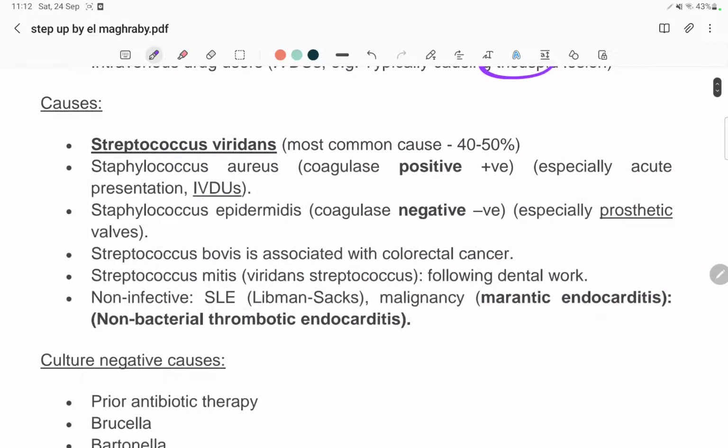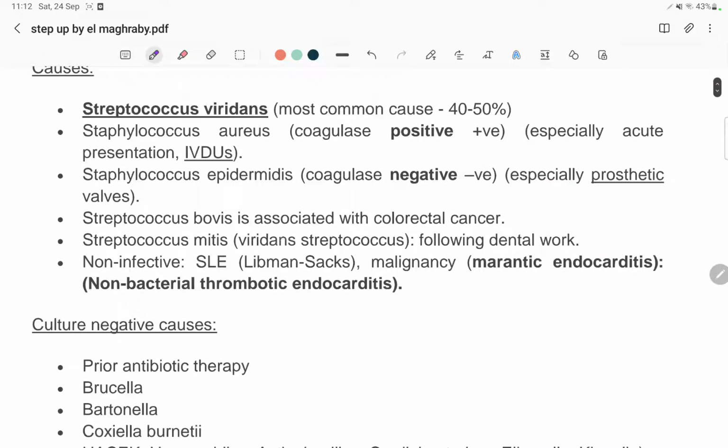Now the causes you have to remember: Streptococcus viridans is the most common cause. Viridans, this word you have to remember. Staphylococcus aureus is coagulase positive, especially in acute presentation in intravenous drug users. This is a gram positive organism. When they are putting in a needle, the skin bacteria, that is Staph aureus, goes through the IV into the body. That's why Staph aureus in intravenous drug use.